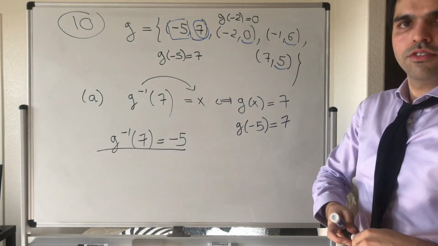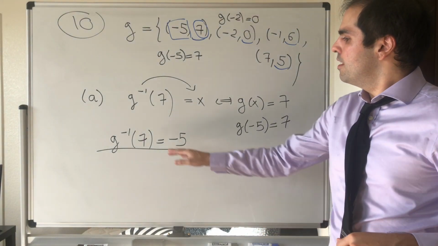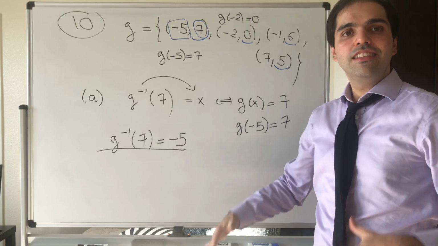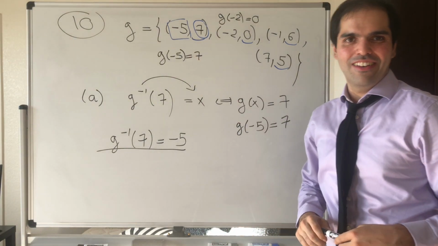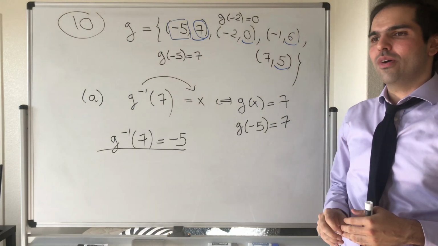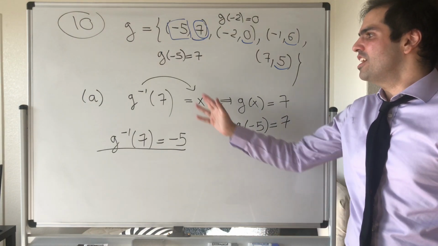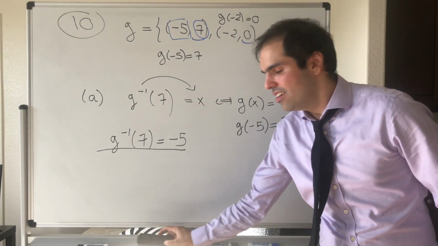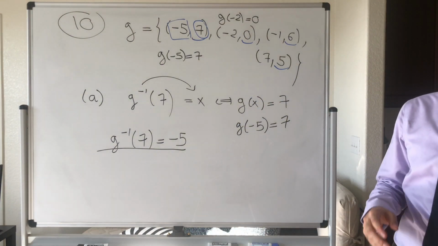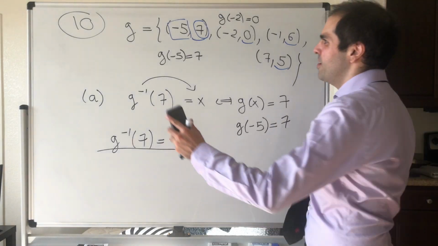Again, just to repeat, g inverse of 7 is the input whose output is 7. So it always answers the question, g of what equals 7? And here, g of minus 5 equals 7. Now, of course, this is a multi-part problem, so let's do the next part.